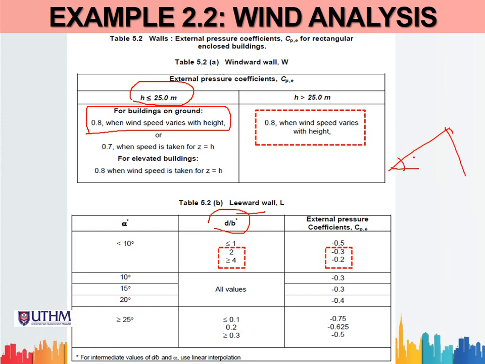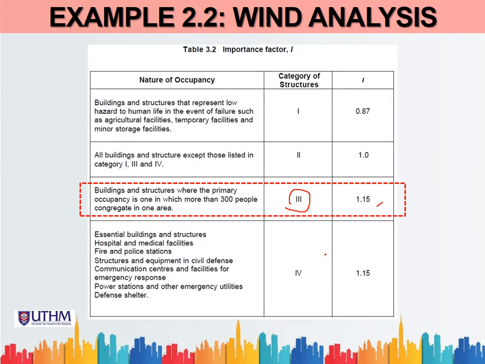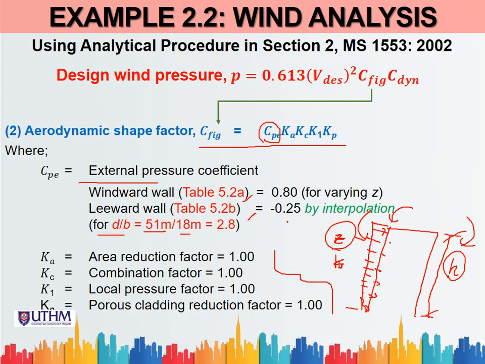Okay, kat sini ya. Then we get it around, D divided by B, in 3 point something or 2 point something, I forgot. So you need to do the interpolation and the answer is equal to 0.25. The value is negative because it is negative pressure.